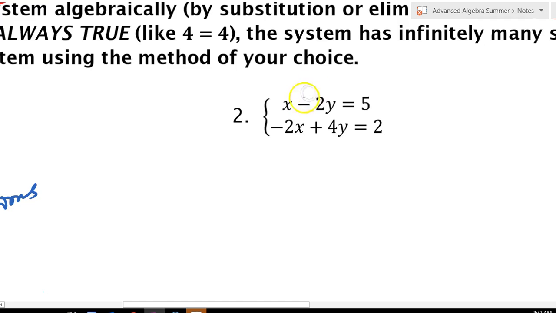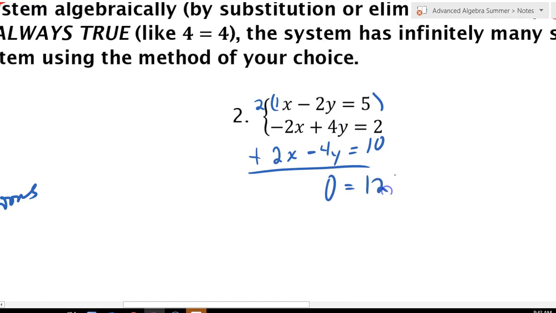So, let's see, my y's are different, x's are different, so let's go ahead and cancel our x. So I have a negative 2. That means if I multiply the entire top equation by positive 2, I'm going to rewrite that down here, I'd get 2x minus 4y equals 10. So multiplying that will give me 2, negative 4, 10. So now I'm going to add these two here. So my x's cancel, my y's cancel, so I get a 0, and then I get 12.